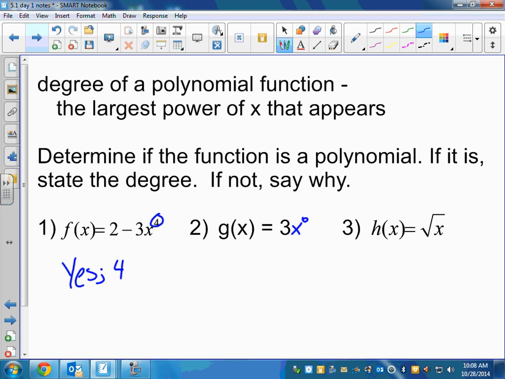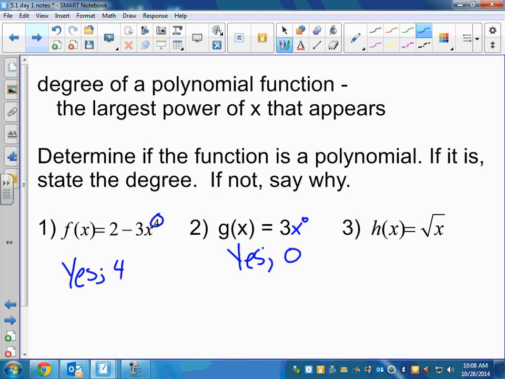Oh look, I just gave away the degree here. So this is one of those that's a trick. It is a polynomial, and we're going to say the degree is 0 because there is no x with a power. So don't say 1, because some people argue that it should be 3 to the first power, but the degree is the power on the letter. There is no letter, so that means it's degree 0.